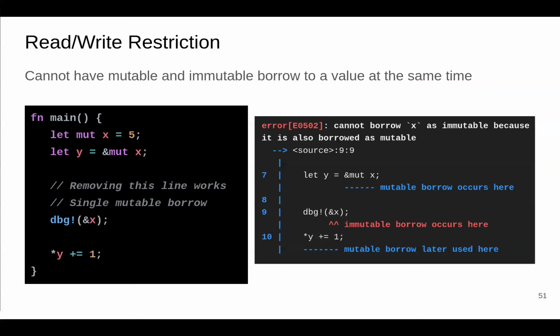Read-write restrictions. We cannot have mutable and immutable borrows to a value at the same time. Here in this example, we let mutable x equals 5 and y is the reference. Here, if we have a debug print of this variable, it would just throw an error. The compiler would tell us we cannot borrow x as immutable because it is also borrowed as mutable, and the two borrows conflict with each other, which means there's an exclusive relationship there.